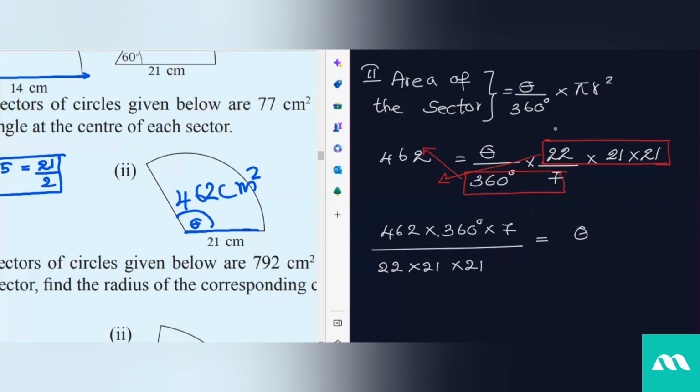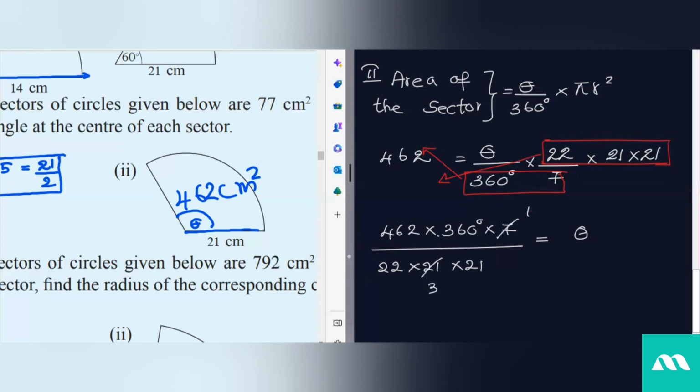Then you can start with the simplification. 7 divided by 7 is 1. 21 divided by 7 is 3. Again, if you divide 462 by 2, it is 231. 22 divided by 2 is 11. If you divide 231 by 11, then the answer is 21. 360 divided by 3 is 120. 21 divided by 21, therefore theta is equal to 120.